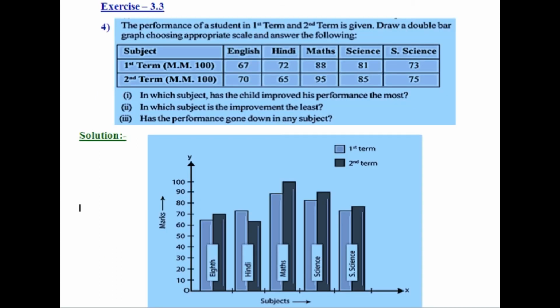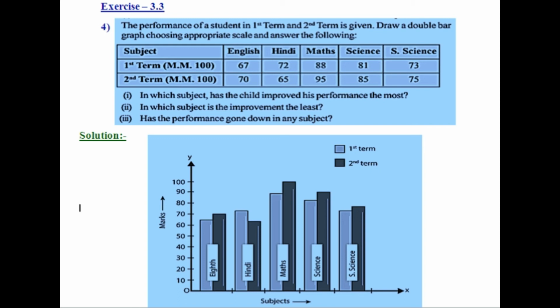Next we will see some exercise 3.3. Fourth problem, you see. The performance of a student in the first term and second term is given. Draw a double bar graph, choosing an appropriate scale, and answer the following. Subjects given: English, Hindi, Math, Science and Social Science. In the first term, maximum marks 100, given 67, 72, 88, 81, 73. Second term, maximum marks 100, that is 70, 65, 95, 85 and 75 given.